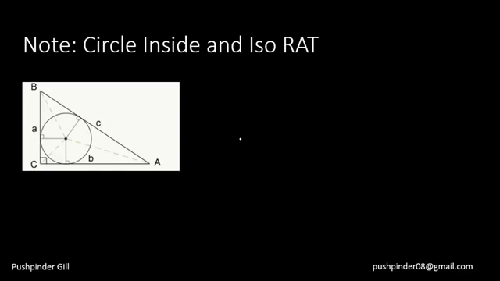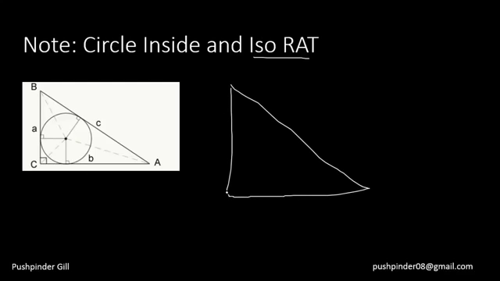Now again, I call it iso-right. Iso-right means isosceles right angle triangle. So let's suppose this is a right angle triangle. Now you get a lot of tough questions on this, and this is equal to this, by the way, and this is a circle. So we have to find the relationship between the radius of the circle and the side of the right angle triangle.